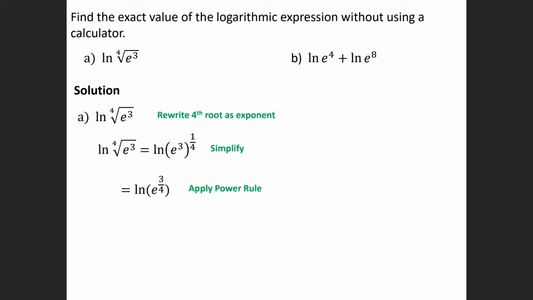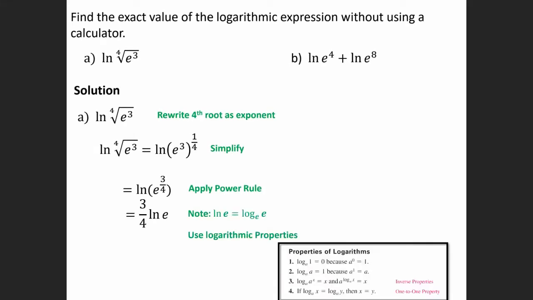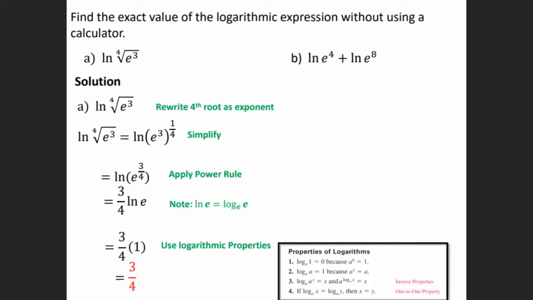Then, again, the power rule: I have 3/4 multiplied to the log. So we have 3/4 times natural log of e. Again, natural log of e is the inverse property, so that's going to give me just 1. So 3/4 times 1 will give me just 3/4.